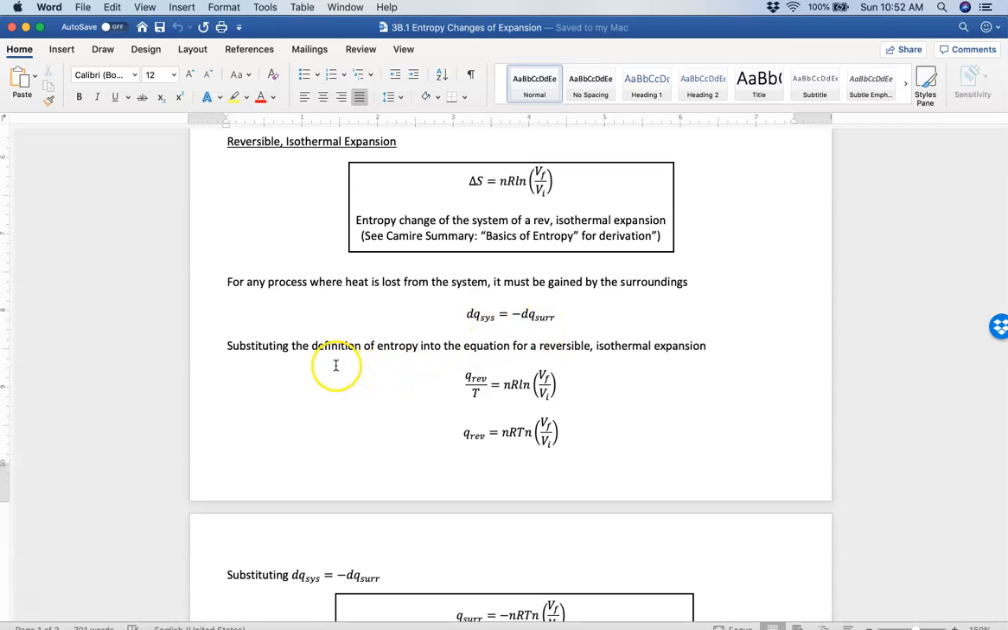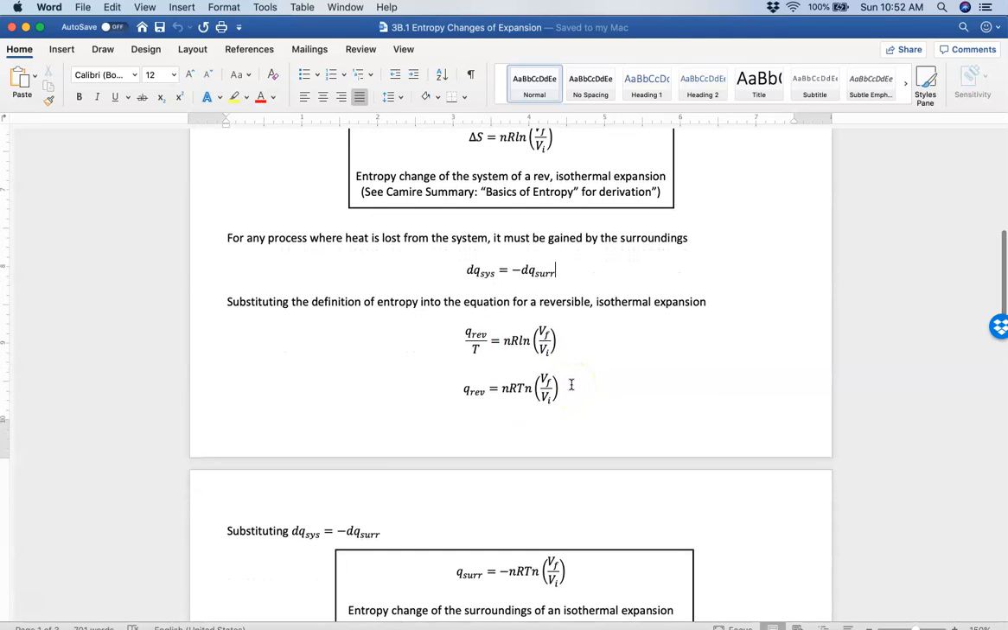So if we substitute the definition of entropy into the equation above, so we have our delta S, we know delta S is going to be equal to Q reversible over T. All I've done is substitute the definition of entropy, which is the second law, into that equation. So now we have Q reversible over temperature equals nR ln of the ratio of the volumes. Multiply both sides by T, and we end up with the equation that for a reversible process, the change in heat is going to be equal to nRT times ln of the ratio of the volumes.